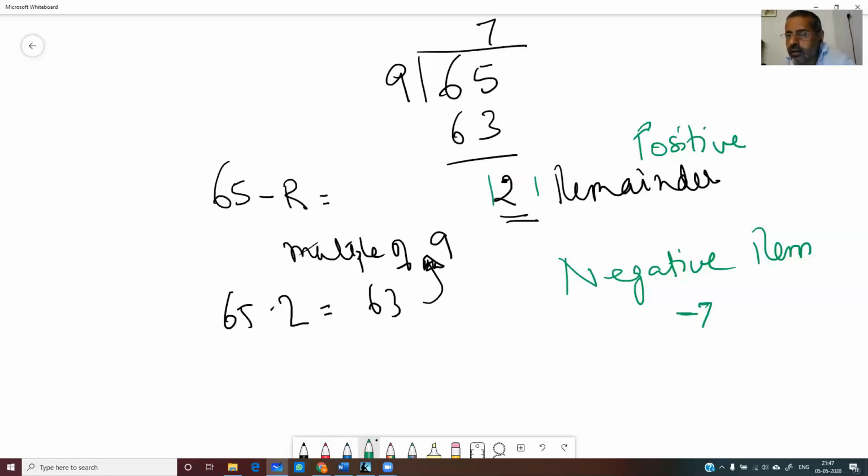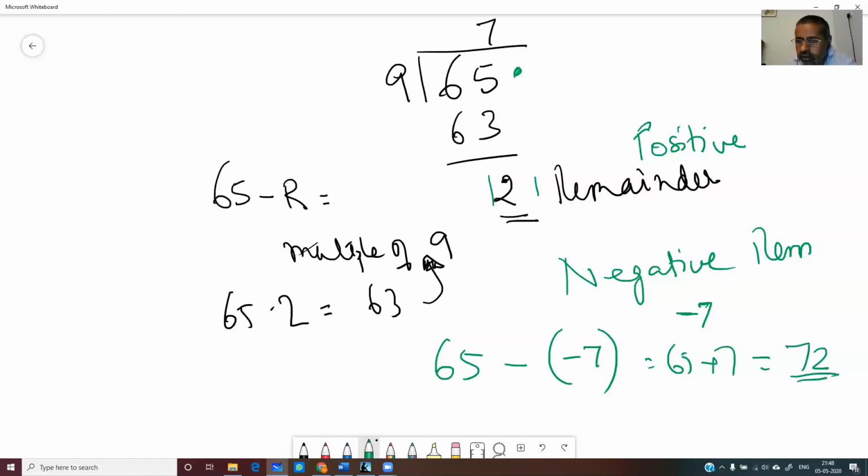What do you mean by a remainder? You subtract the remainder from this number, and you should be able to get a multiple of 9, isn't it? So let's try doing that. 65 minus minus 7, which is 65 plus 7, is 72. So 72 is also a multiple of 9. So for any number, when you get a remainder, you can always get a negative remainder, which is minus 7, as well as a positive remainder. Sometimes this negative remainder becomes very powerful. It helps you a lot to solve problems. That's the reason I'm introducing the concept of a negative remainder.